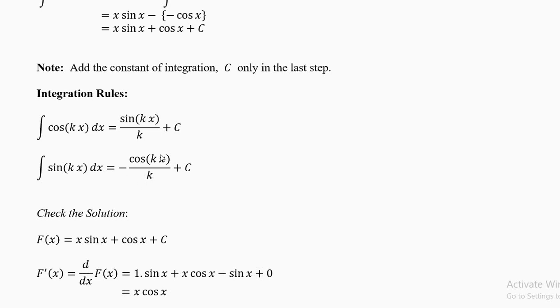Now what rules of integration we need in this question? Integration of cosine is plus sine over k. Integration of sine is minus cosine over k plus c. We do not need the plus c in the middle steps.